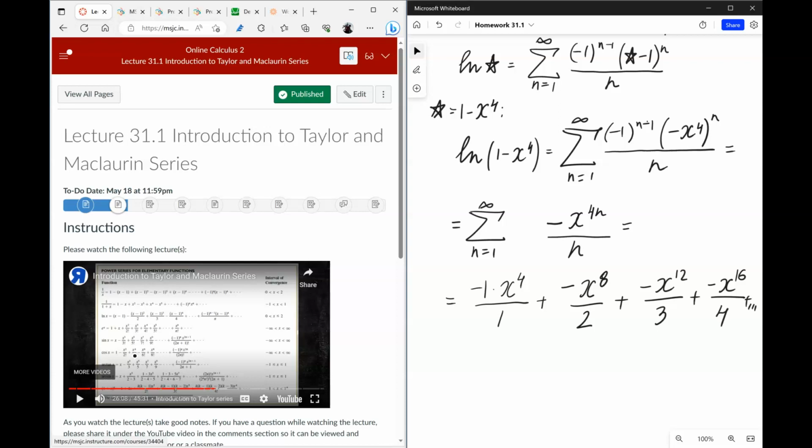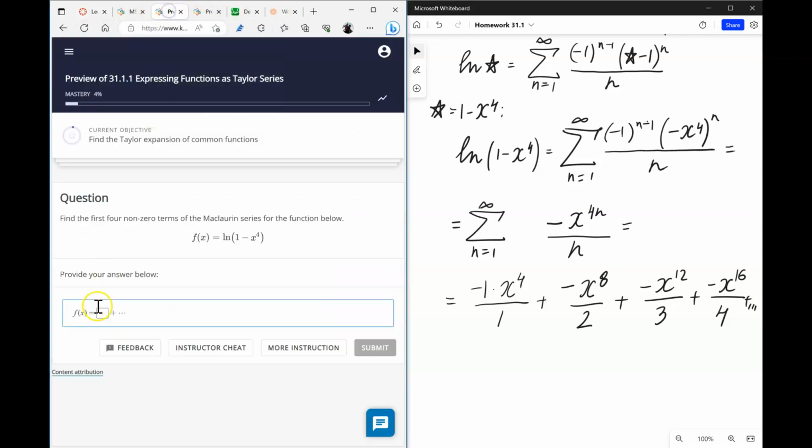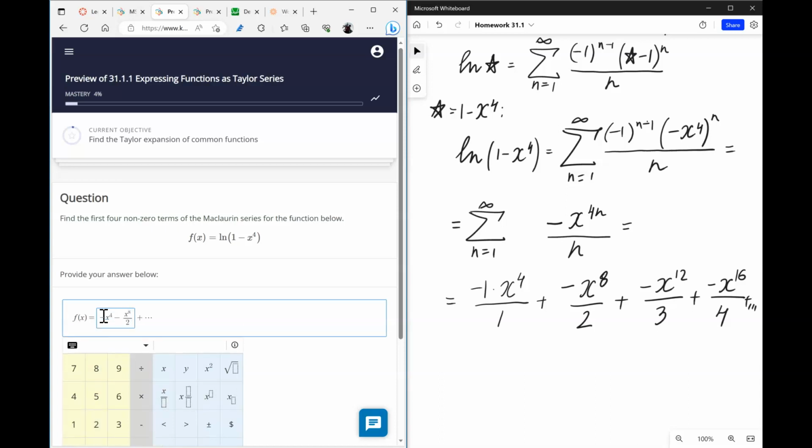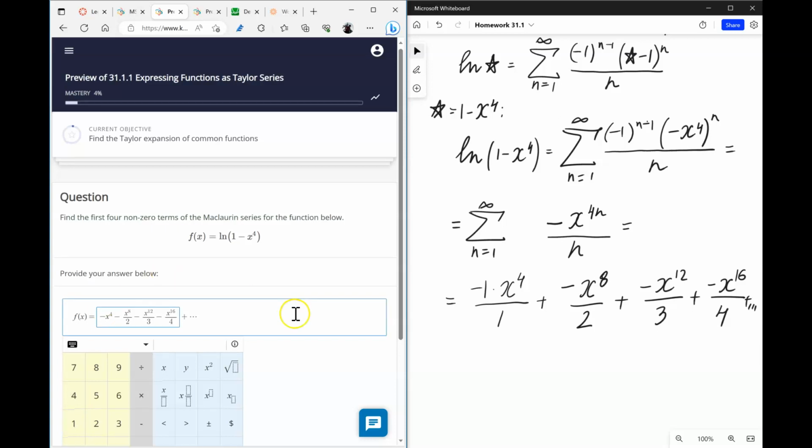So this is our series. Negative x to the power 4, negative x to the power 8 over 2, negative x to the power 12 over 3, negative x to the power 16 over 4, etc.